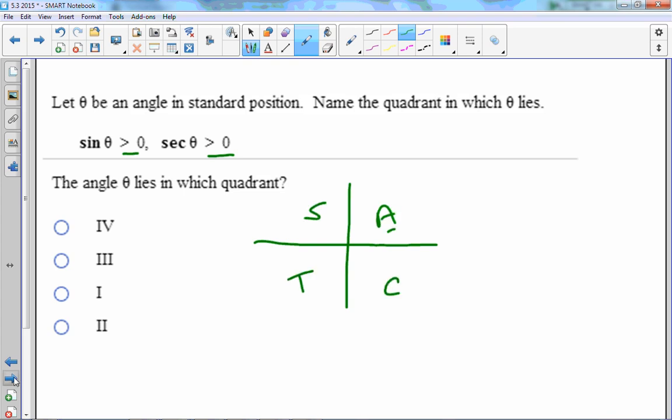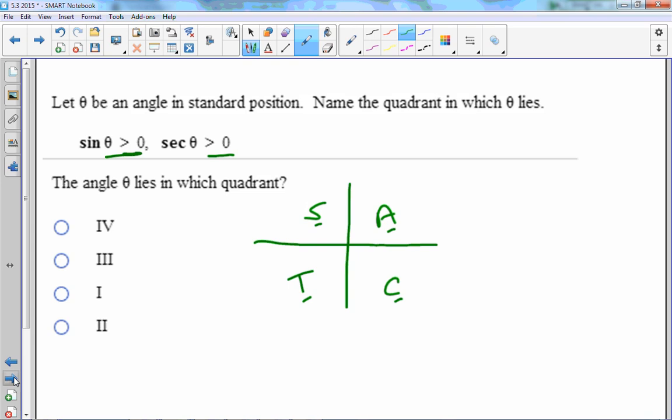So all of them are positive in the first. Sine is positive in the second. Now if sine is positive, so is cosecant. Tangent is positive in the third. And if tangent is positive, so is cotangent. And then that's for cosine. So if cosine is positive in the fourth, so is secant. Okay? So watch how I just take it in parts.